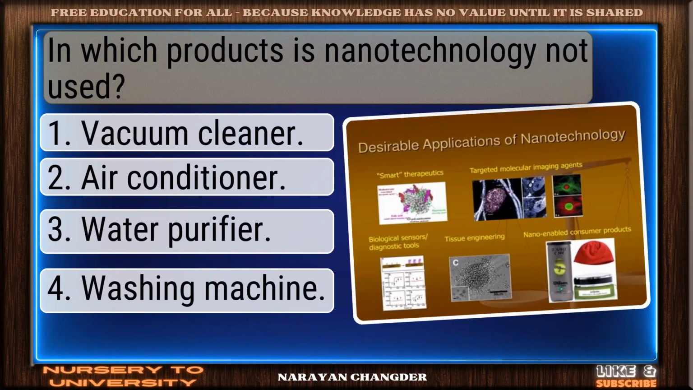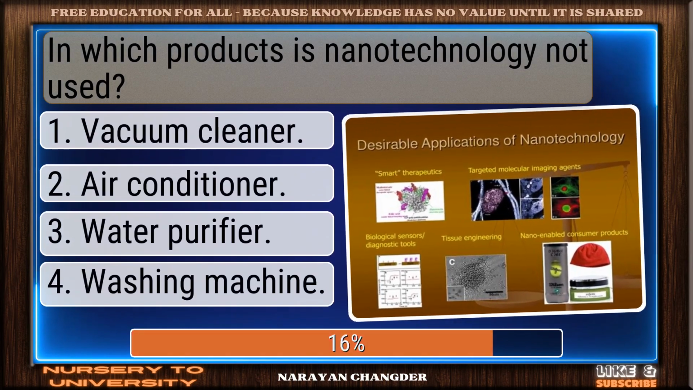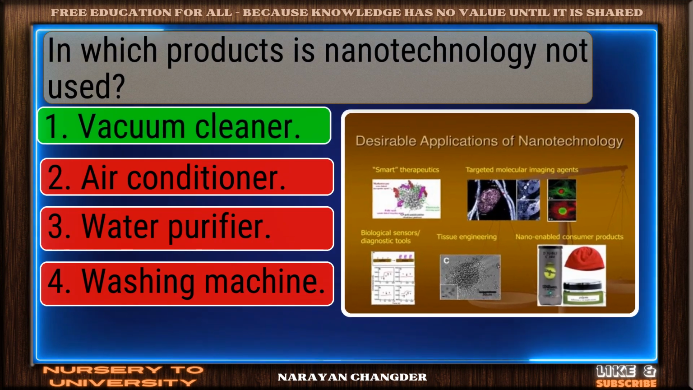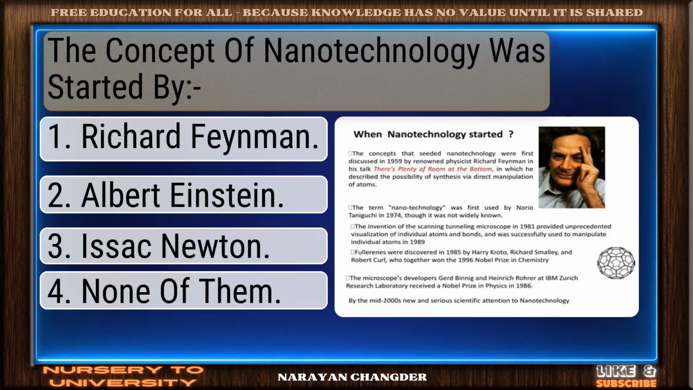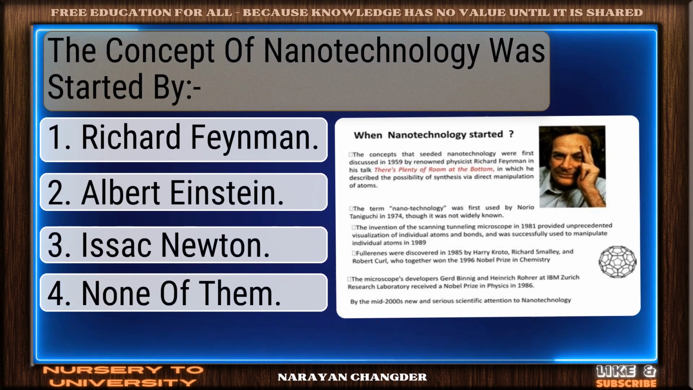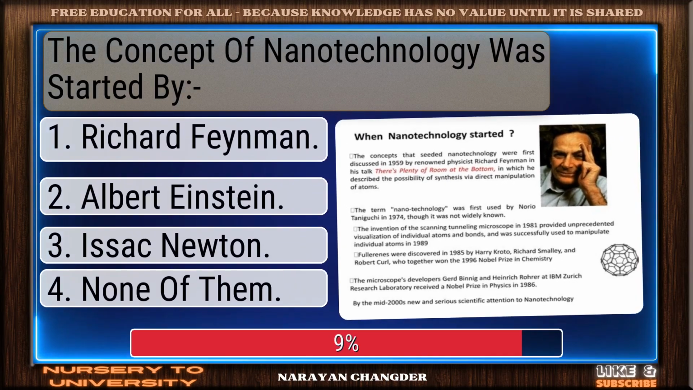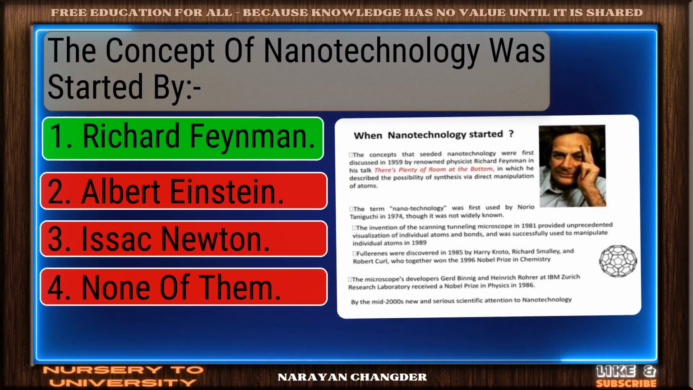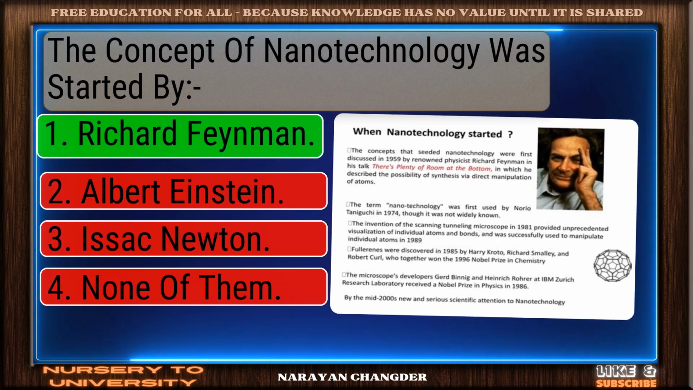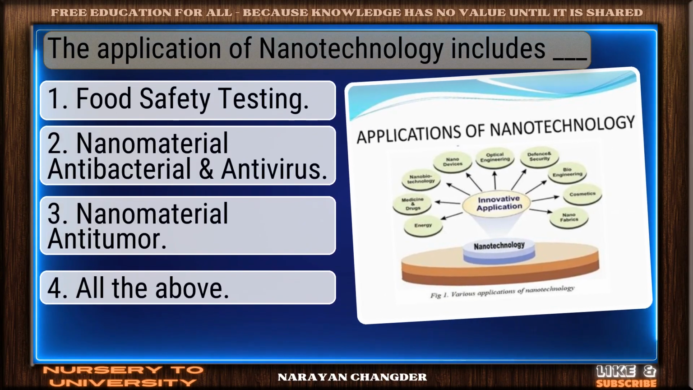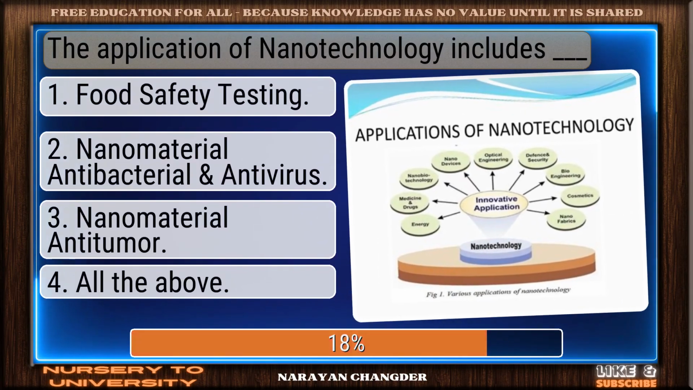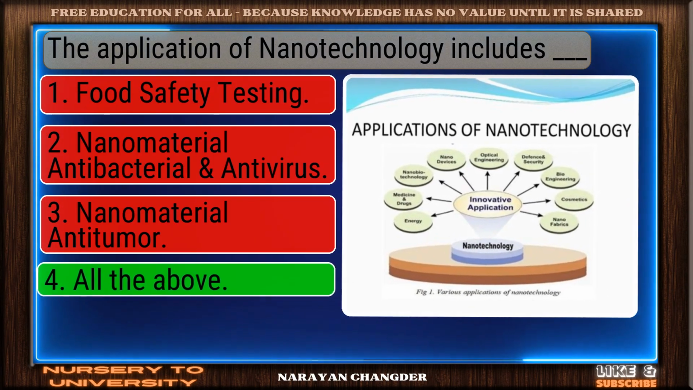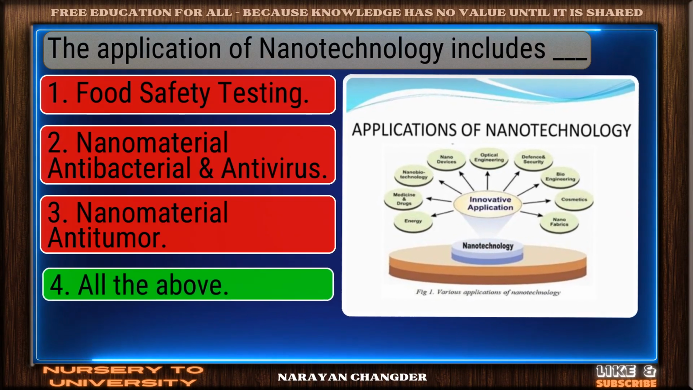In which products is nanotechnology not used? Sharp thinking. Vacuum cleaner is the right choice. The concept of nanotechnology was started by. On track. Richard Feynman is the correct answer. The application of nanotechnology includes dash. Excellent. All the above is a brilliant choice.